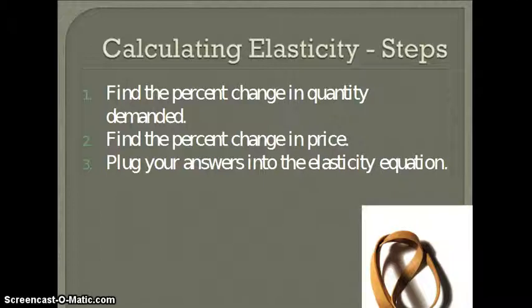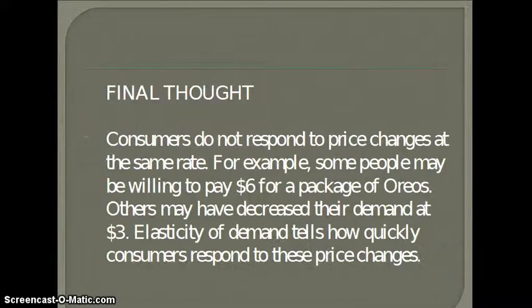We're going to do some sample problems with these steps and the formulas in class, but for now, here's our final thought. Consumers do not respond to price changes at the same rate. For example, some people may be willing to pay $6 for a package of Oreos. Others may have decreased their demand at $3. Elasticity of demand tells us how quickly consumers respond to these price changes.